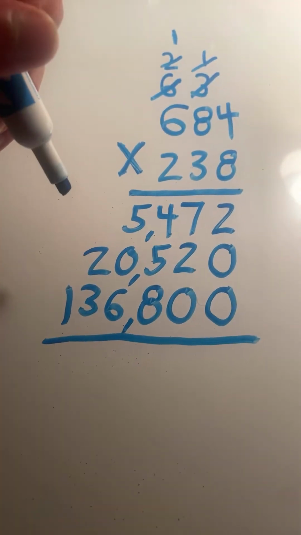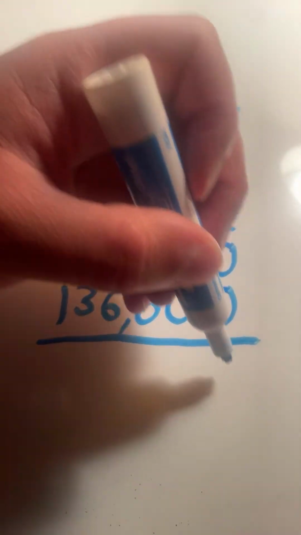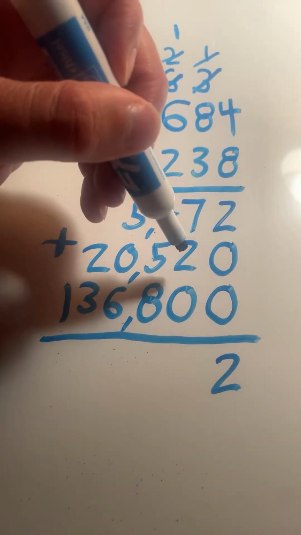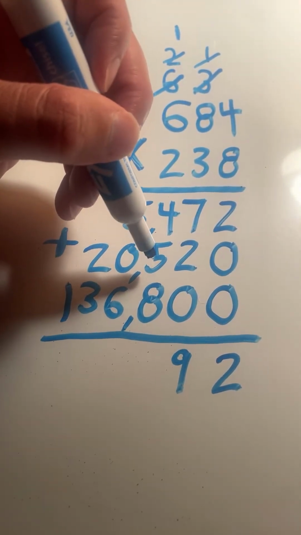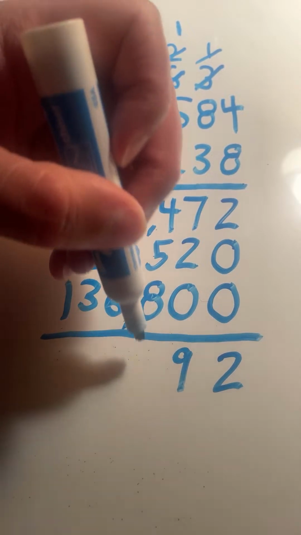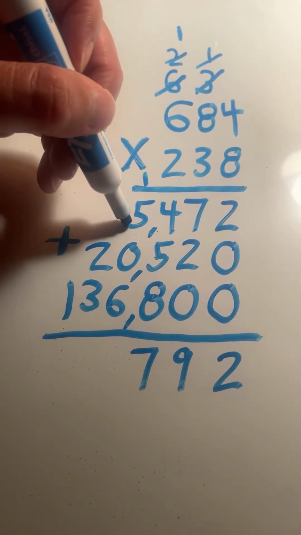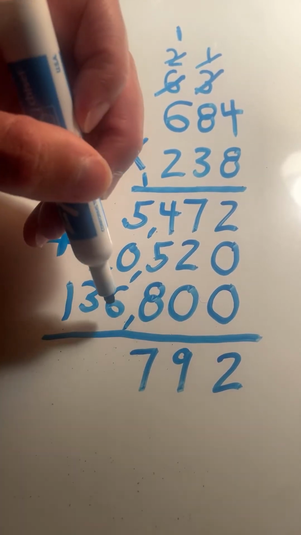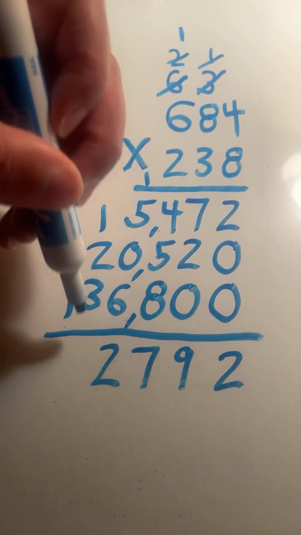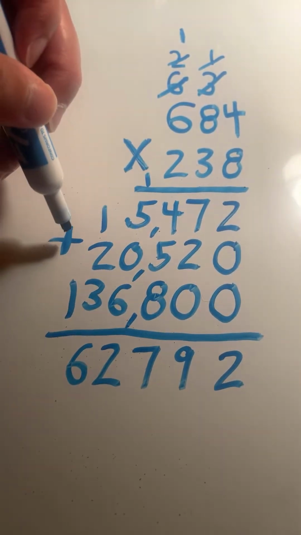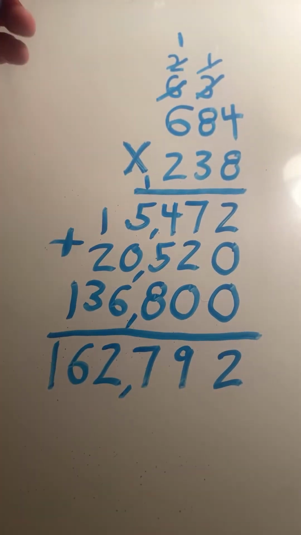Now to get our final answer, we have to add these 3 numbers together. 2 plus 0 plus 0 equals 2. 7 plus 2 plus 0 equals 9. 4 plus 5 equals 9, plus 8 equals 17. 7 carry the 1. 1 plus 5 equals 6. Plus 0 equals 6. Plus 6 equals 12. 2 carry the 1. 1 plus 2 equals 3. Plus 3 equals 6. And 0 plus 1 equals 1. And we have our final answer.